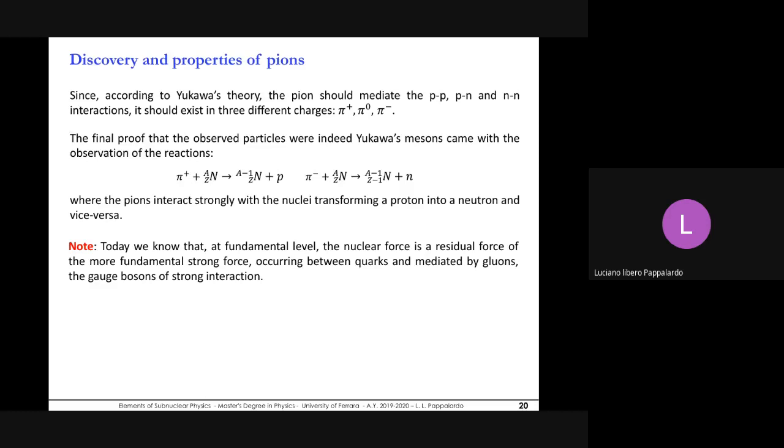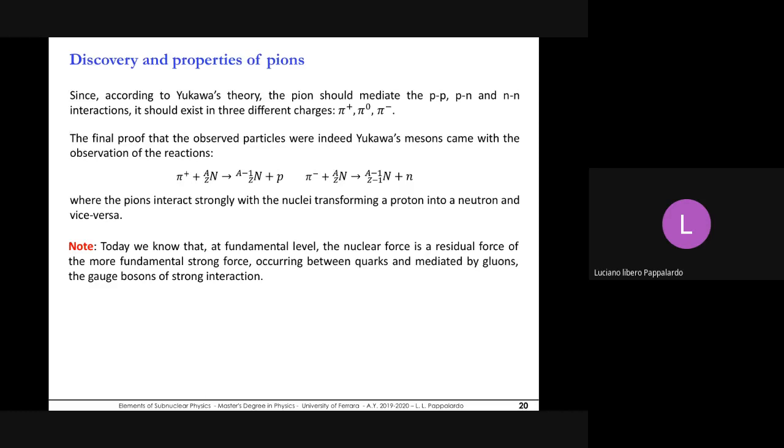Of course, today we know that at fundamental level, the nuclear force is just a residual force of the more fundamental strong force that occurs between quarks, and it is mediated by gluons, which are, as we will study, the gauge bosons of the strong interaction of QCD. Okay, so this is now the modern view, of course.